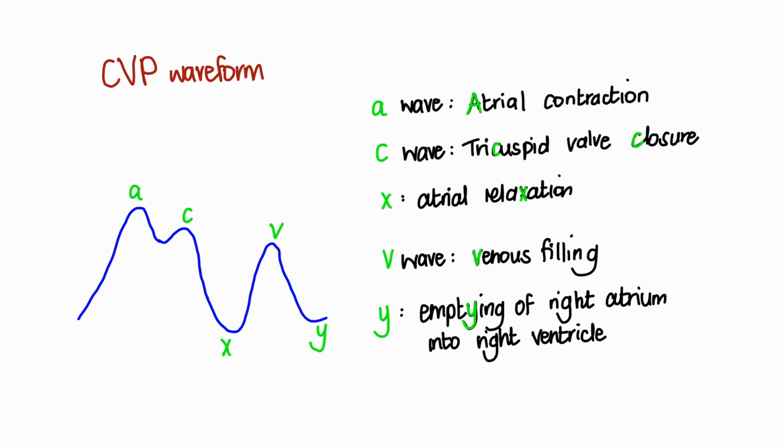The X represents atrial relaxation or atrial diastole. The V wave is venous filling, that passive process of the blood returning via SVC, IVC, coronary sinus to the right atrium. And the Y is when the right atrium empties that blood into the right ventricle, the Y being empty. I hope this helps you to remember.